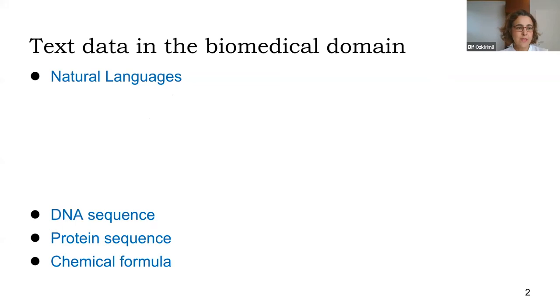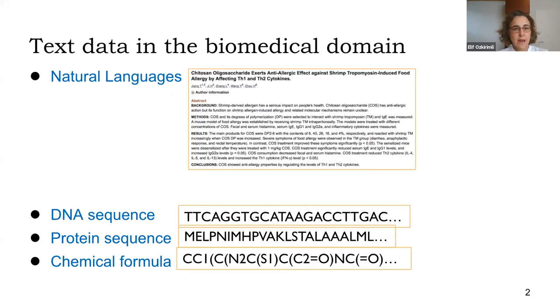Okay, so let's look at the different types of text data in the biomedical domain. The biomedical domain has a very domain-specific language. For example, the papers that we read that are related to biology or biomedicine have a very domain-specific language. Even though they are natural languages, obviously, they have a lot of terminology and also some, let's say, lingo, that makes them specific. DNA sequence, protein sequence, chemical formulae can also be expressed in string-based representations, so they can also be considered text data in the biomedical domain. And again, the challenge is that they are very context and also domain specific and therefore hard to process.